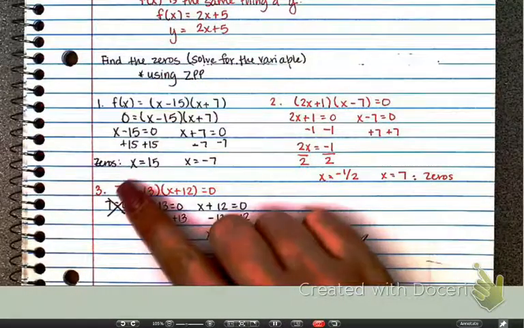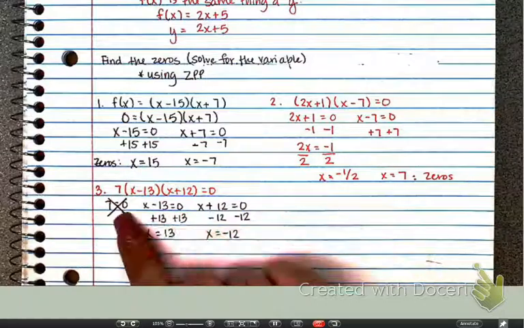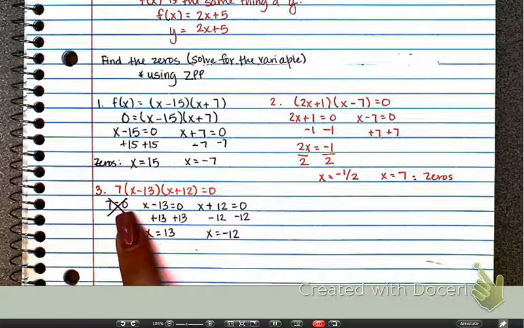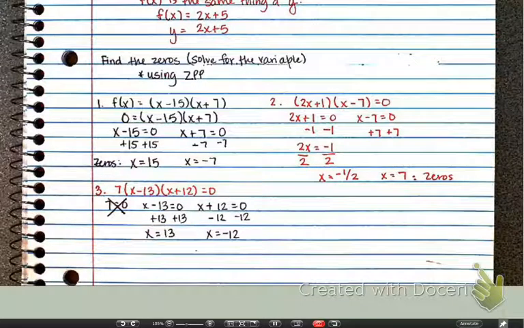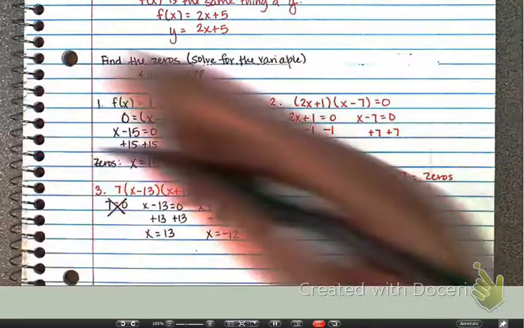Okay, so if it's just a constant out here, you don't really need to set it to 0 because it's not going to work anyway. Only if it's a constant. Okay, because 7 does not equal 0.